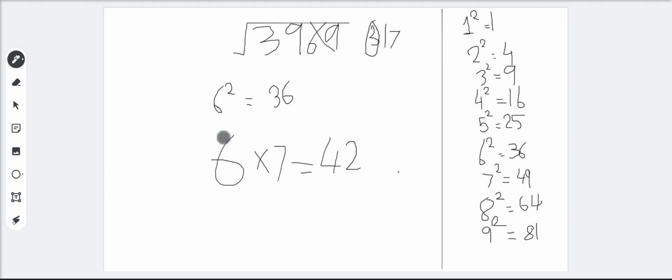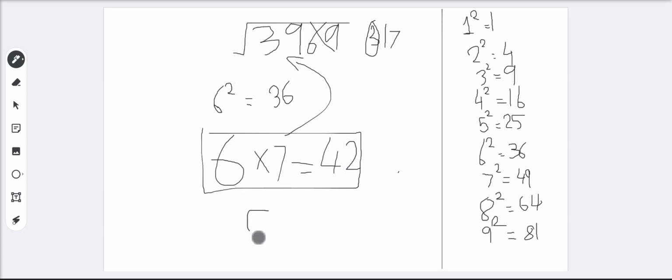Whenever this result is bigger than the number you have not cancelled out, then you have to take the smaller number. And whenever this number is smaller than the number you have not cancelled out, you have to take the bigger number. But in this case, this number is bigger, so you're going to take the smaller one. And 63 square is equal to 3969.